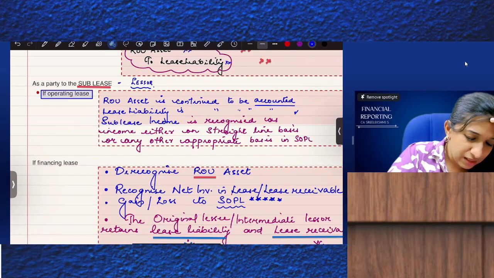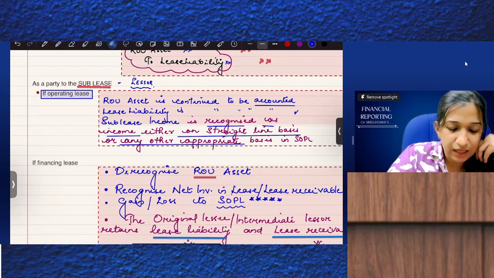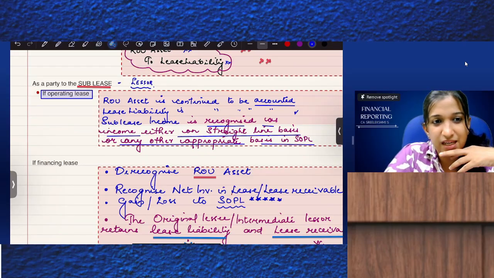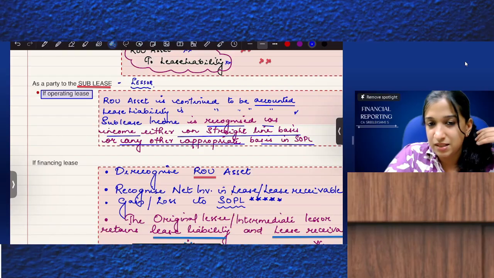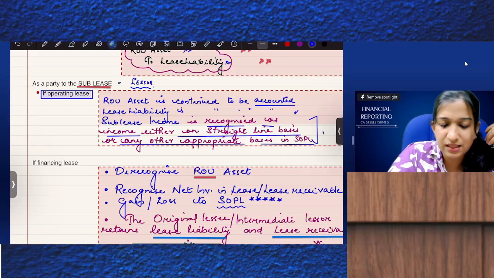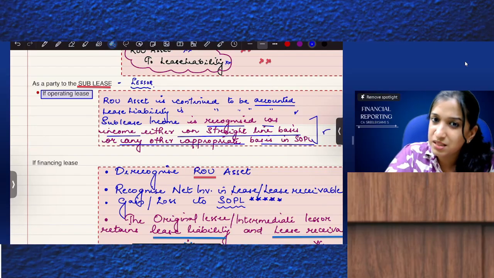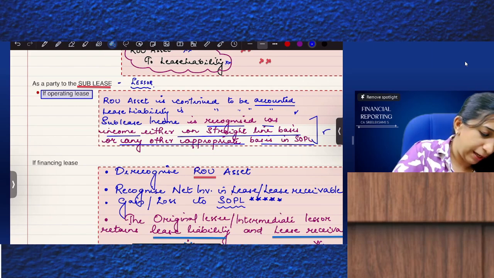So sublease income is recognized as income either on straight line basis or any other systematic basis which is appropriate in the statement of P&L. Operating lease sublease income will be recognized as income on a straight line basis or any other appropriate basis in P&L. Okay.